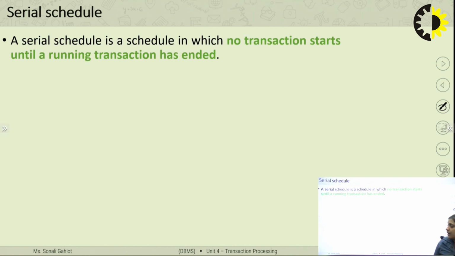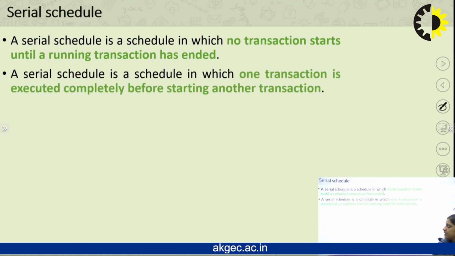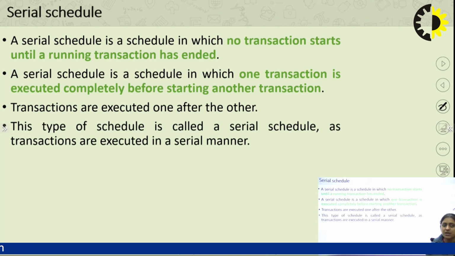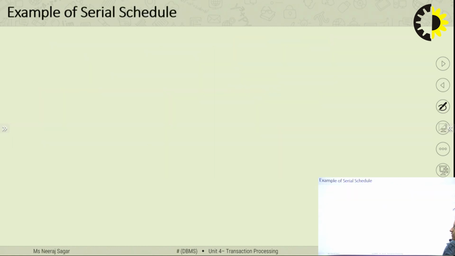Now after scheduling, the next point is what a serial schedule is. A serial schedule is a schedule in which no transaction starts until a running transaction has ended. It means a serial schedule is one in which one transaction is executed completely before starting another transaction, and transactions are executed one after the other. In this way the two transactions can never intersect each other, and according to this serial schedule the result of our transactions never conflicts.